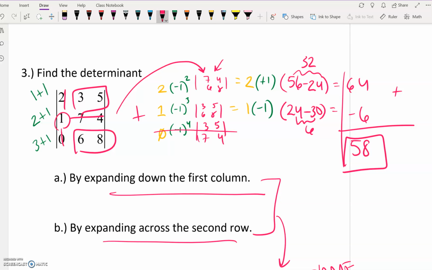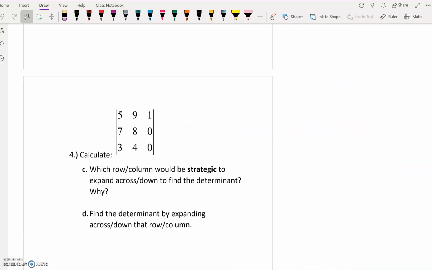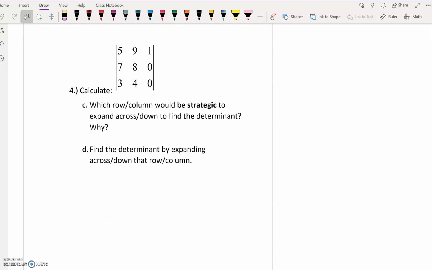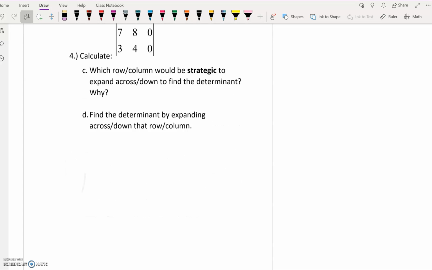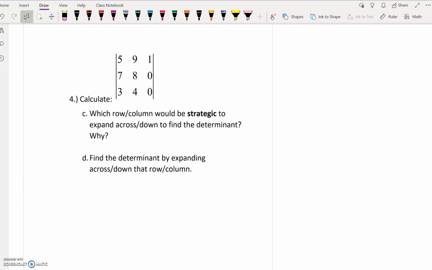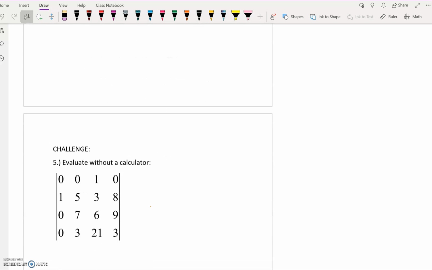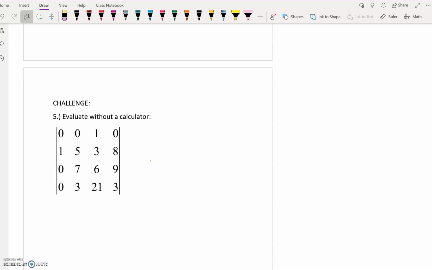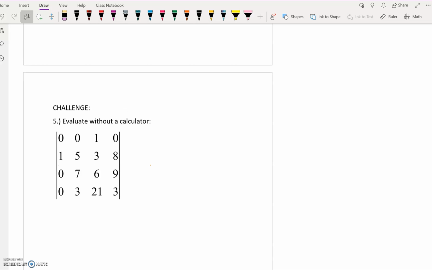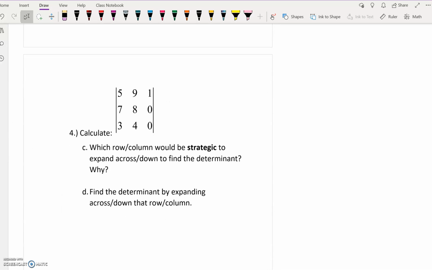And looking at the time, I've got another practice with some zeros. In video 2, I'm going to do practice with which one is most strategic when there are zeros. And then we're going to talk about a challenge problem or two that also involves the strategy of looking for zeros. Okay, so that's what we're going to do in video 2, a little bit more on being strategic. I'll see you guys in video 2.